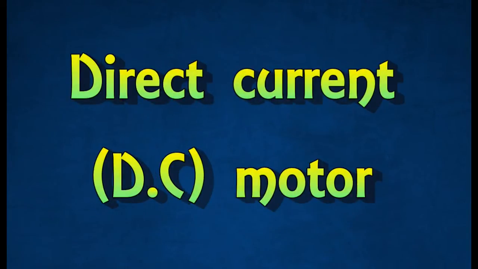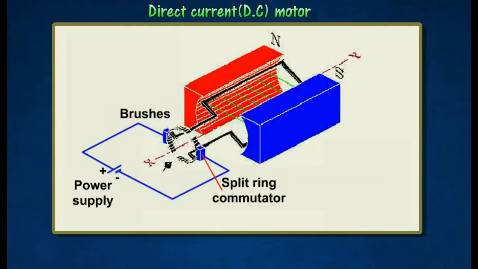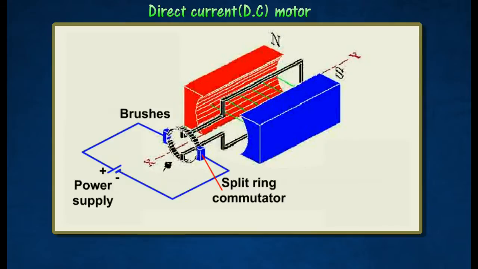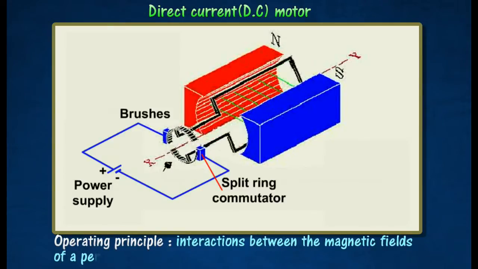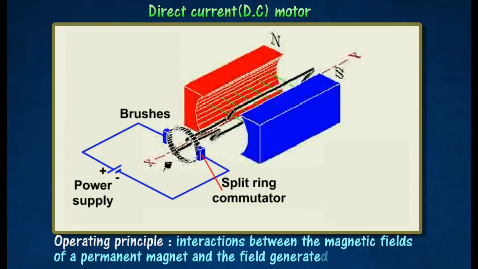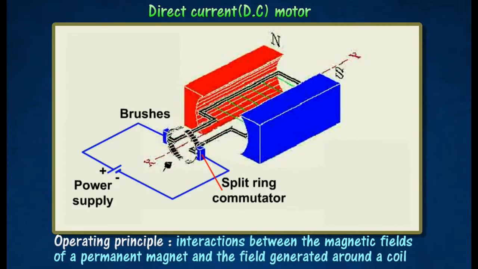Direct current motor. Direct current motor is a device that converts electrical energy to mechanical energy. It works on the principle of the interactions between the magnetic fields of a permanent magnet and the field generated around a coil conducting electricity. The attractive and repulsive forces between the magnet and the coil create rotational motion.